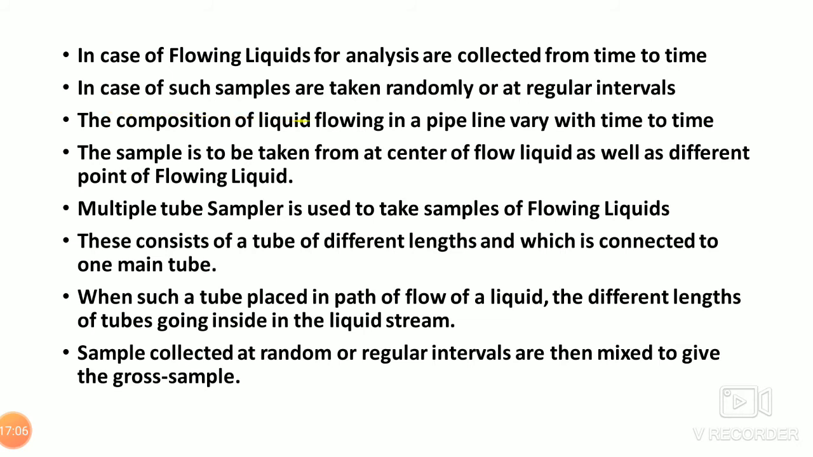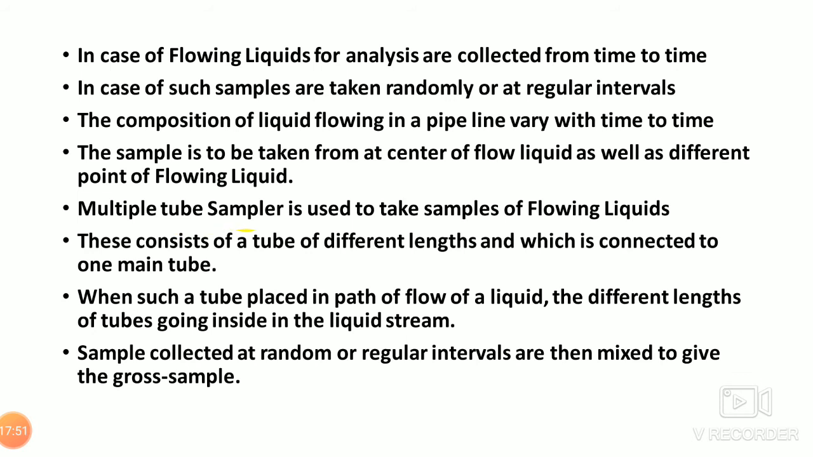In such cases samples are taken randomly or at regular intervals. The composition of liquid flowing in a pipeline varies from time to time. The composition will not be the same at all times. That's why we take samples at regular time intervals. The sample is to be taken from the center of the flowing liquid as well as from different points of the liquid. That means the sample is taken at the center of the flowing liquid, or say different points of the pipe.